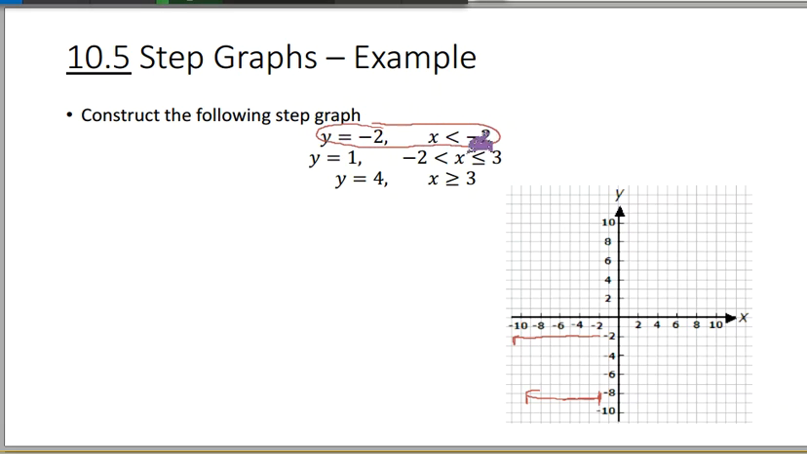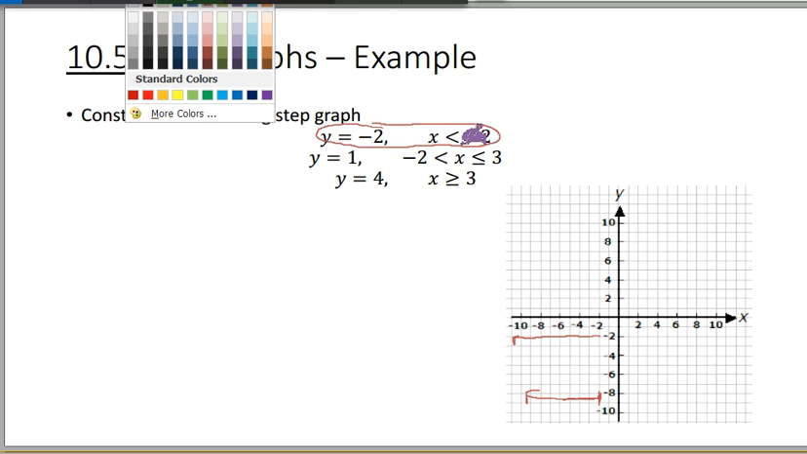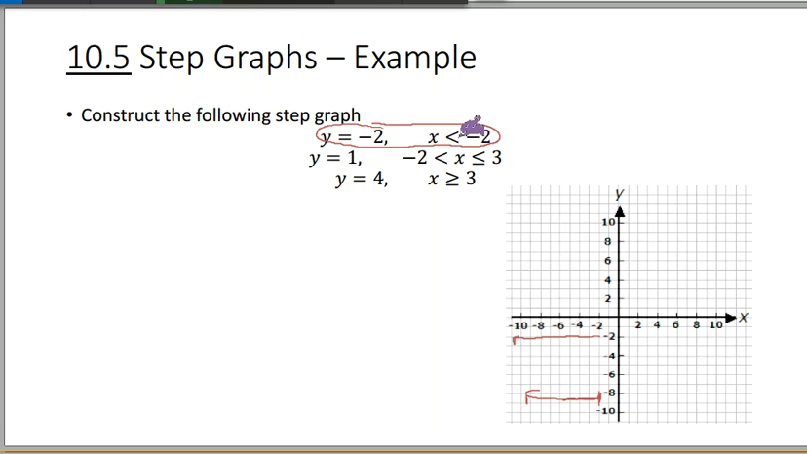So when x is less than -2, y is equal to -2. Let's change color. Oh, except we need to take into account this circle here. That circle there is going to be an open circle. It's hard to draw, but I'm not going to color it in. Okay.